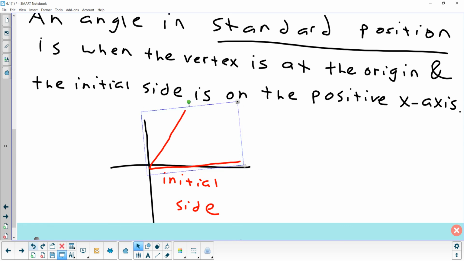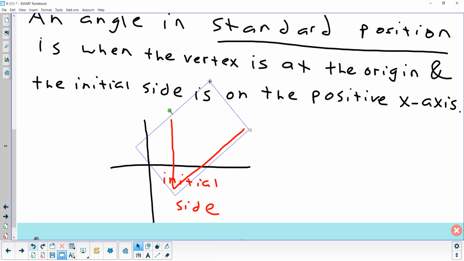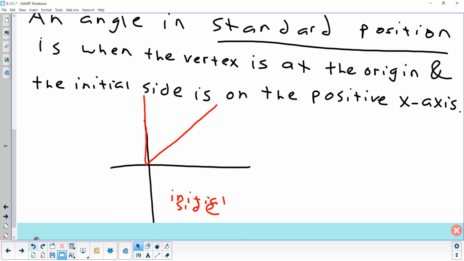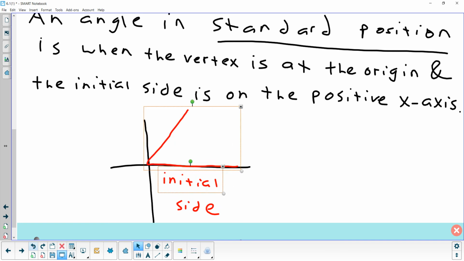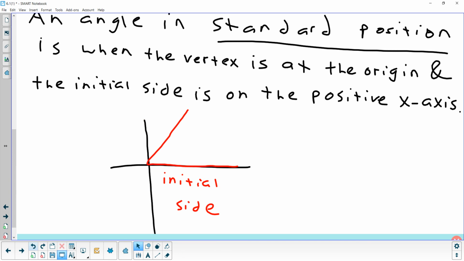All right, how about if I did something like this? Okay, is that in standard position? What do you think, Madison? No. What's wrong with it now? The initial side isn't on the x-axis. Yeah, the initial side's not on the x-axis. The terminal side looks like it's on the y-axis, but that has nothing to do with standard position at all. So standard position of an angle, we always want to draw it just like that.